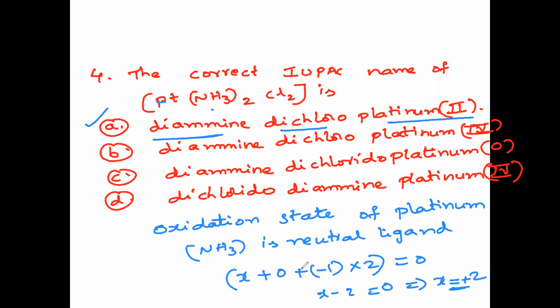It is not 4; they have given 4 two times. So the answer is diamine, dichloro, platinum 2. So we have to see the oxidation state. So this is another type of question. Now, please note down this question. Next question we'll discuss. Question number 5.